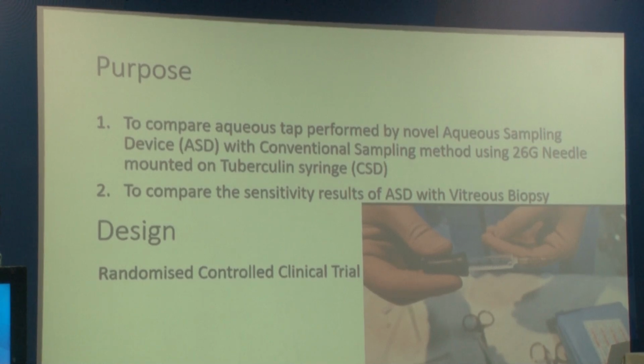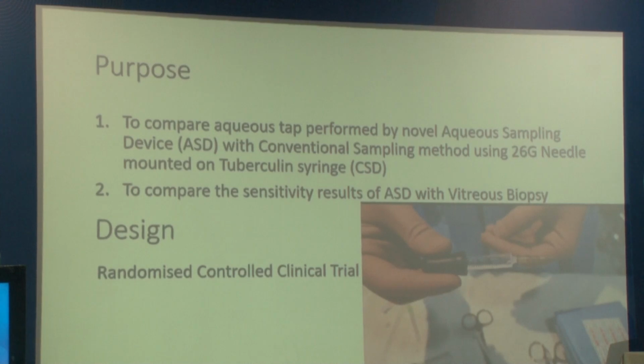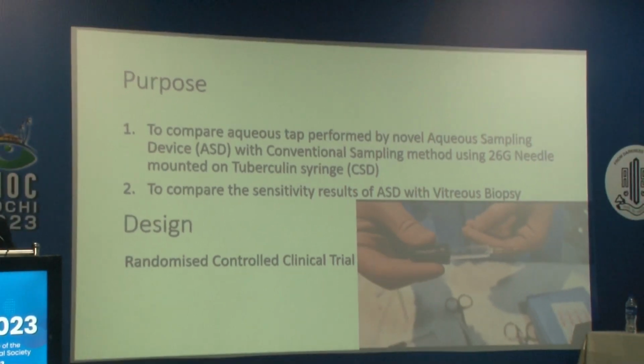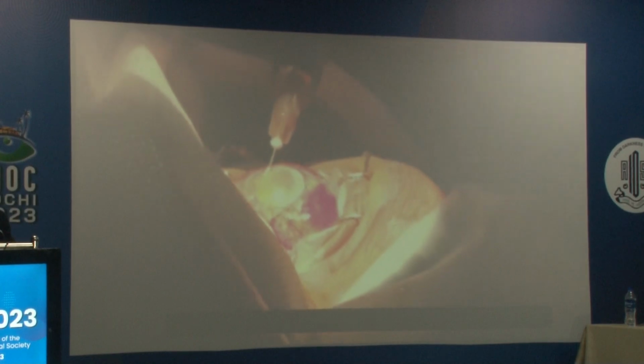The purpose of the study was to compare aqueous tap performed by a novel aqueous sampling device, which we call AST, with the conventional sampling method using a 26 gauge needle mounted on a tuberculin syringe, which is the CST group, and to compare the sensitivity results of AST with vitreous biopsy. The design is a randomized controlled clinical trial.